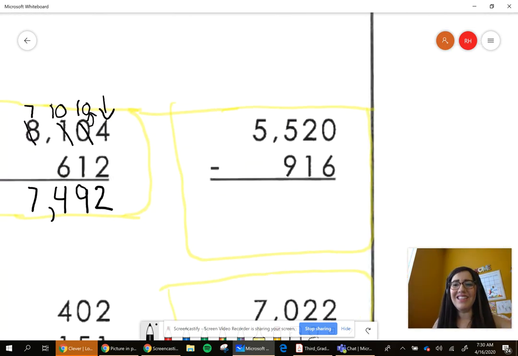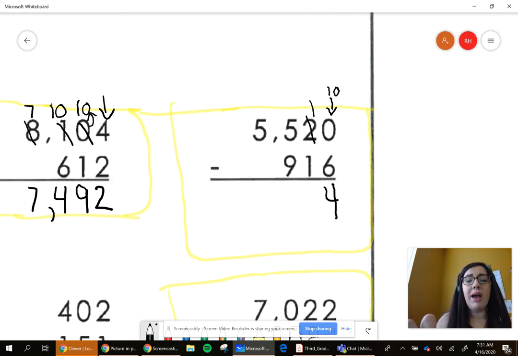All right, here's the next one that I noticed was also a lot of regrouping. The first one, I have 0, and I need to go next door, borrow 10 more. And 10 take away 6, I know that's going to be 4. The tens digit, I have 1, I can take away 1. I don't have to regroup there. So I'm going to just go ahead and subtract all the way through.